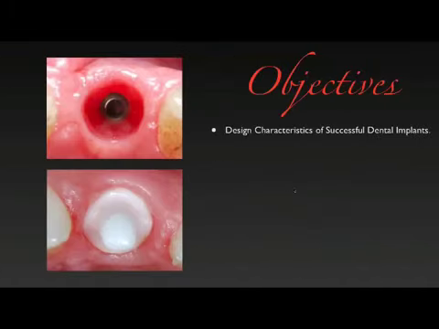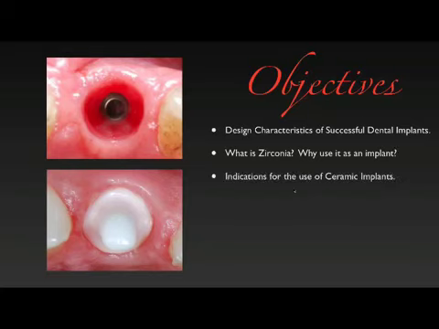So my objectives for today are to explore what the design characteristics of successful dental implants are, what this material zirconia is, and why use it as an implant. What are the advantages, the indications for the use of these implants, and then we're going to review some clinical cases that I have behind me.